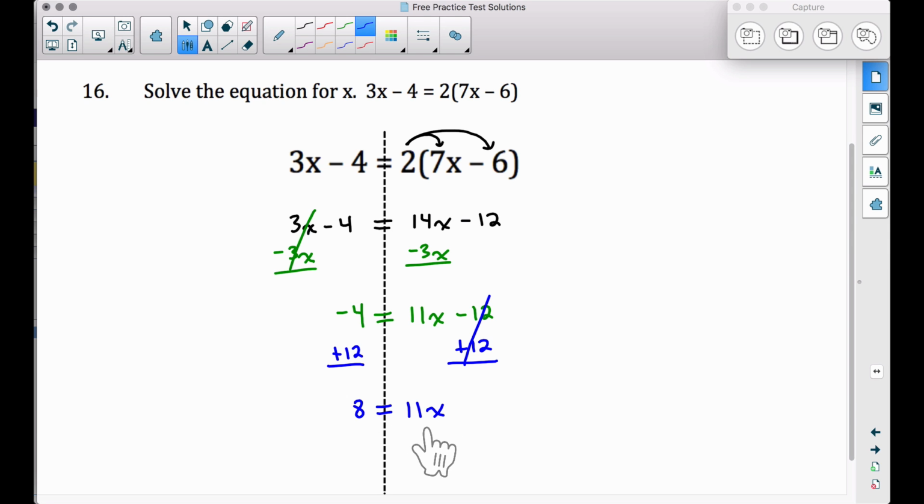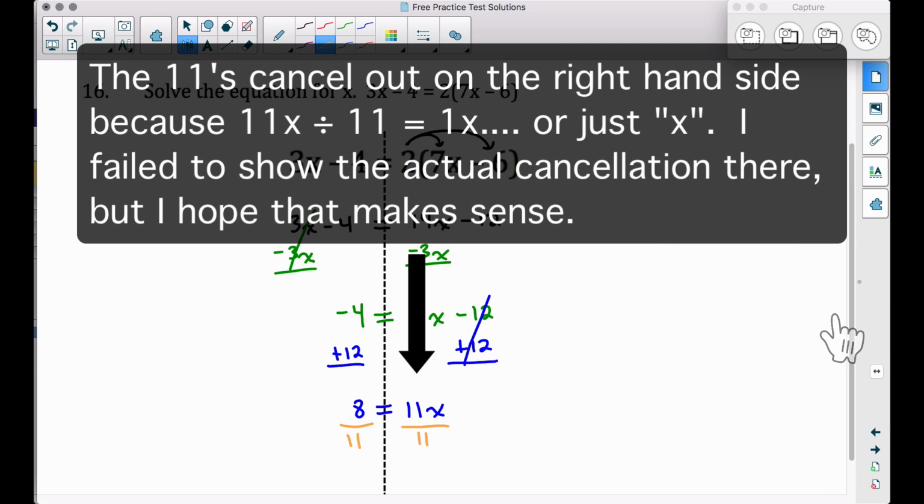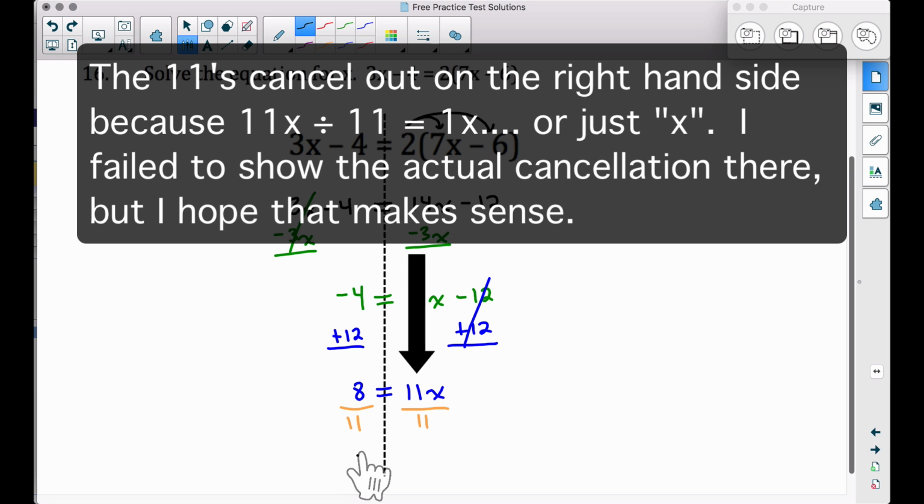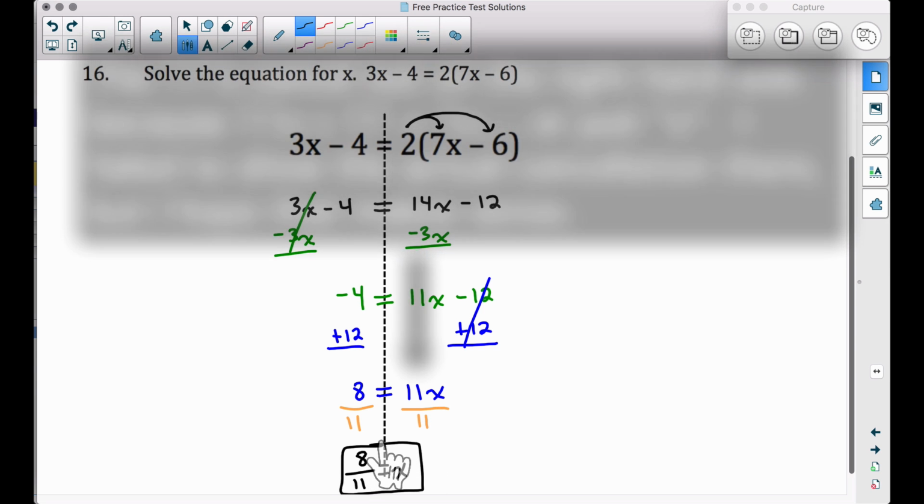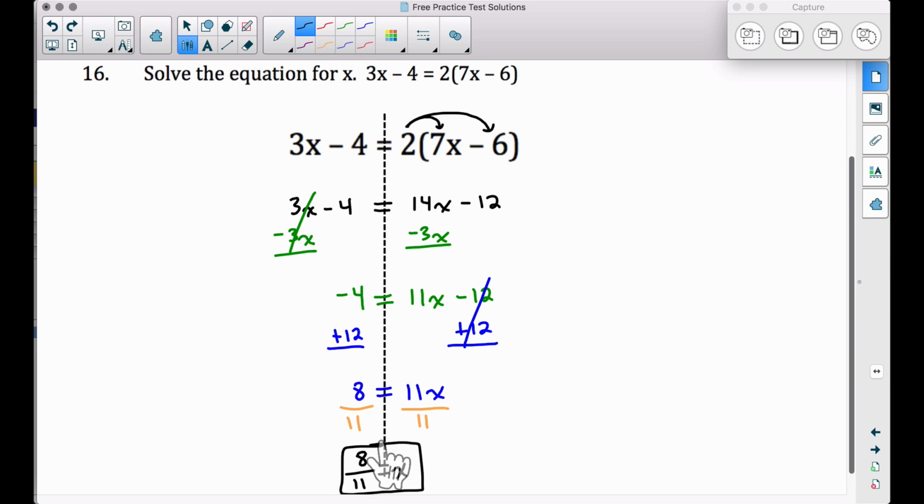Our final step to this problem to get x by itself is to divide. Because we want to leave the x alone, we only want to move the 11. Now, 11 times something gives us 8. That's what I'm seeing here. 11 times something. Well, the opposite of multiplying is to divide. So I'm going to divide both sides by 11. And therefore, our final answer is going to be 8 over 11 is equal to x, or you can say x is equal to 8 over 11. It does not matter which way you write the x.